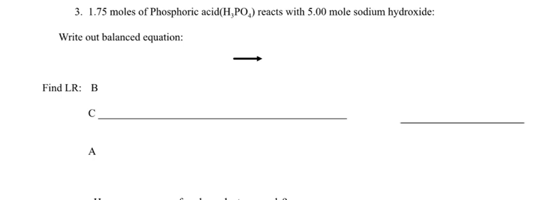All right, here we have 1.75 moles of phosphoric acid. I even gave you that. How nice was I? Reacts with 5.00 moles of sodium hydroxide. Uh-oh, you need to write out the balanced equation. So again, pause this and write it out. I didn't give you the products, did I? You need to go back and think what kind of reaction it's going to be and then determine your product. So pause this and let's see how you did.